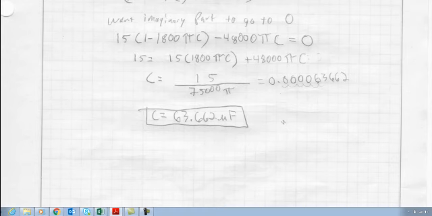And so that's how you can figure out a capacitor that you can do power factor correction with in order to make all of your power real, and so you're not wasting power in the quadrature region.